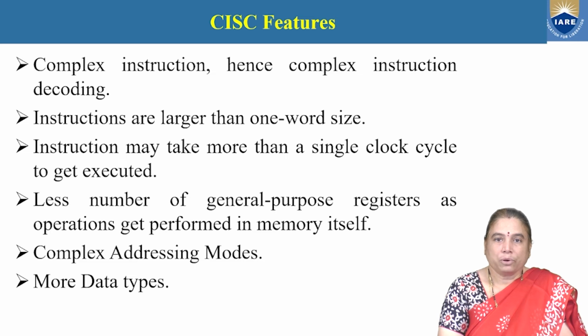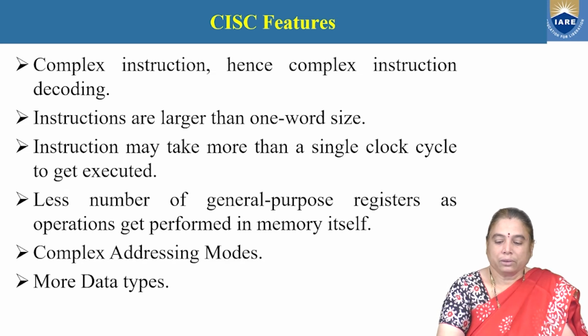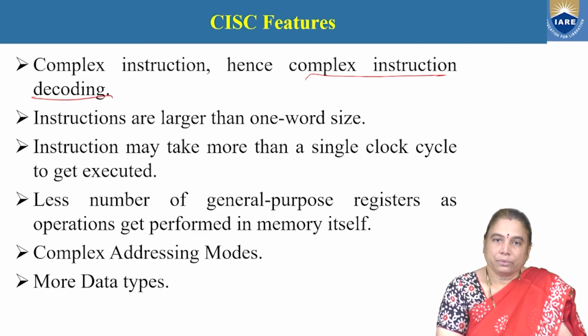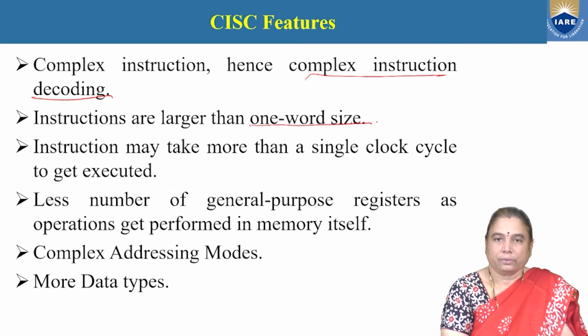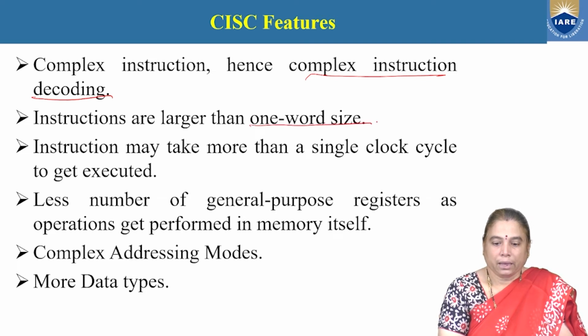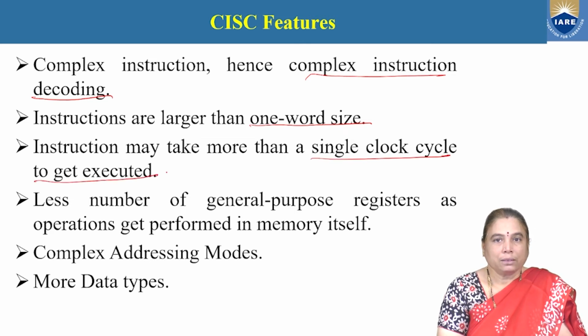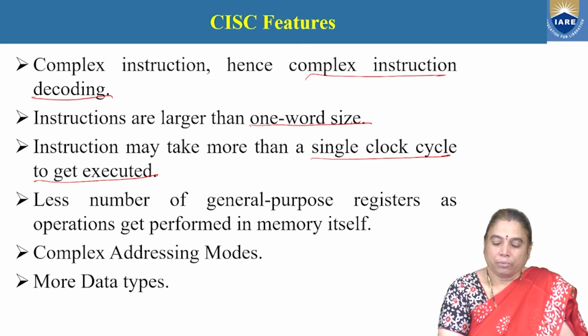Now we have to discuss what the CISC features are. Complex instructions, hence complex instruction decode. So here the decoding operation is also a complex one. Instructions are larger than one word size. Instructions may take more than a single clock cycle to get executed. Why? Because here there is no data cache, and the operand has to be fetched. So it takes more than one clock cycle for execution of the instruction.